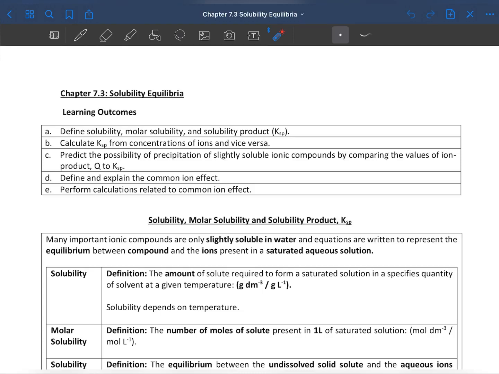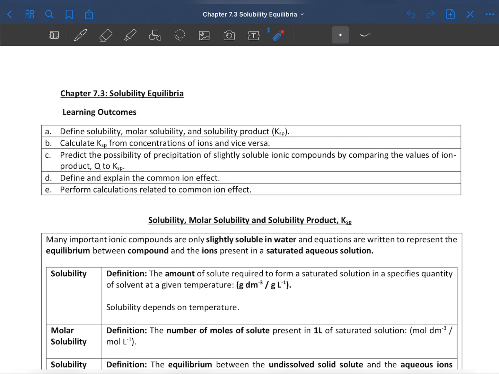So let us continue with chapter 7.3 Solubility Equilibria. Okay, so kalau kamu perasan kan chapter 7 ada 7.1, 7.2, 7.3, 7.1 kita dah habis. Tapi saya terus pergi kepada 7.3 dulu. Lepas tu nanti akhir last kali baru saya akan masuk balik 7.2 lah.